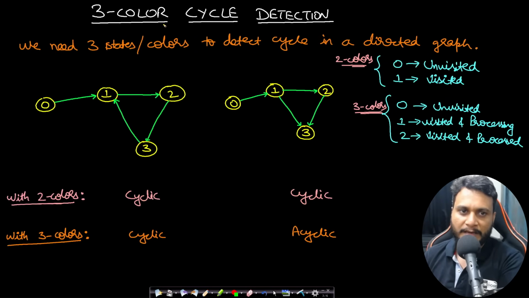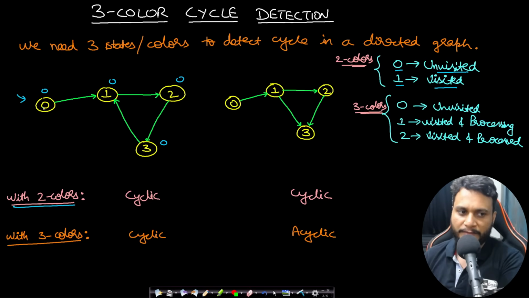Now let's just recap why 3-color cycle detection is needed. If you remember, I said that we need 3 states or colors to detect a cycle in a directed graph. I have given you 2 examples. Try it with two colors. If you try it with two colors, then you will have 0 or 1 state which says about an unvisited node or a visited node. So initially I will mark everybody as unvisited, and let's try to visit them.